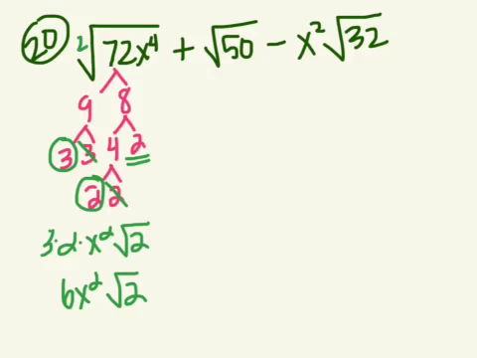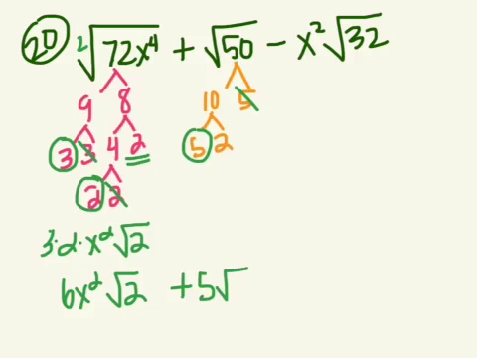We're going to do the same thing with the 50. 50 breaks down into 10 and 5, and then 10 goes to 5 and 2. So you have a pair of 5s, so I'm going to circle one, cross one off. This one's pretty simple, it's just 5 radical 2.